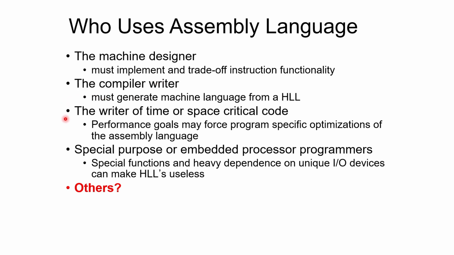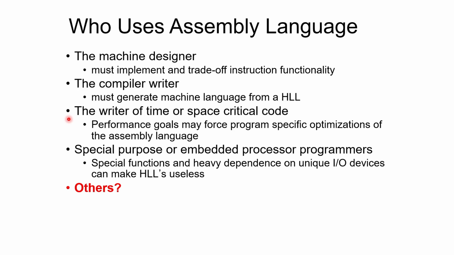The next is the writer of time or space critical code. Basically, when performance goals are extremely demanding, programmers may need to write specific sections directly in assembly language to achieve the required speed or memory usage. The fourth is the special purpose or embedded processor programmer, in systems with unique functions and heavy dependencies on the hardware, where high level languages may be inadequate or useless. So assembly language provides direct control over the hardware.